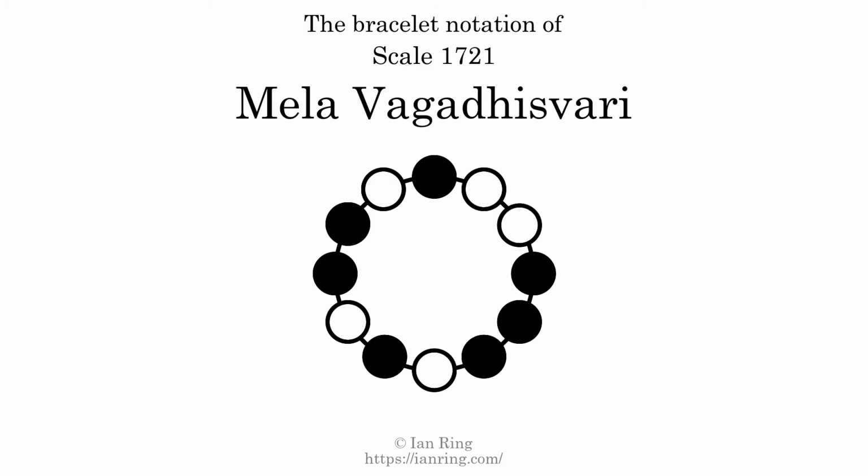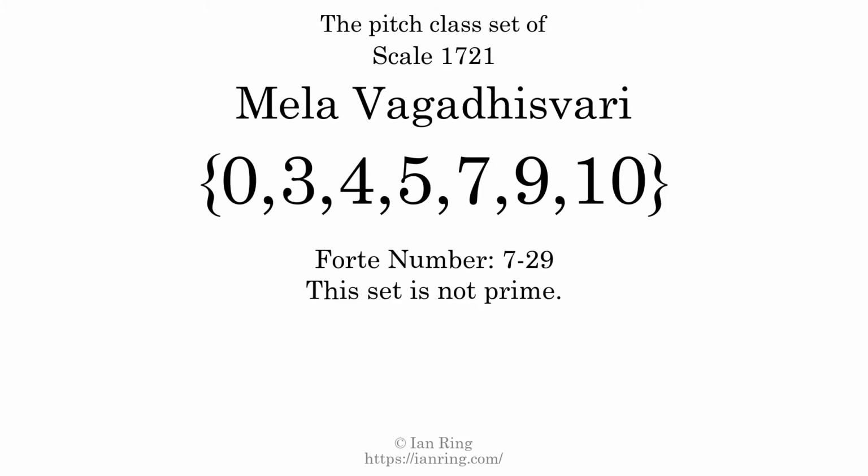This is a bracelet notation diagram of scale 1721. The shaded circles represent tones that appear in the scale, and they are read clockwise, starting at the top. The pitch class set for this scale is 0, 3, 4, 5, 7, 9, 10. The Fort class is 729. This set is not prime.